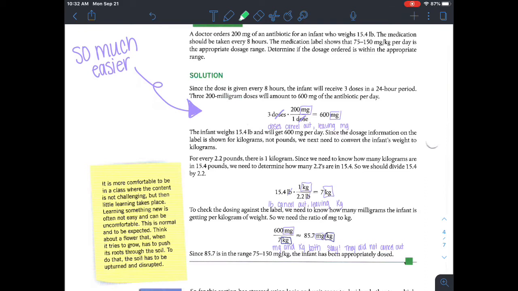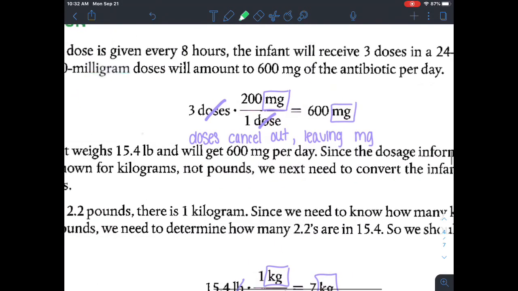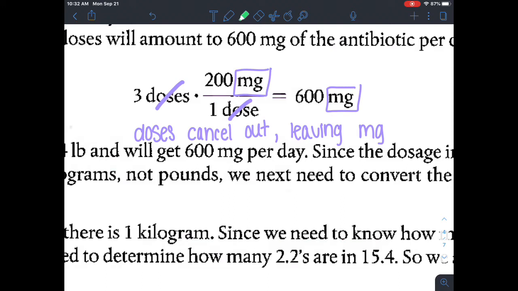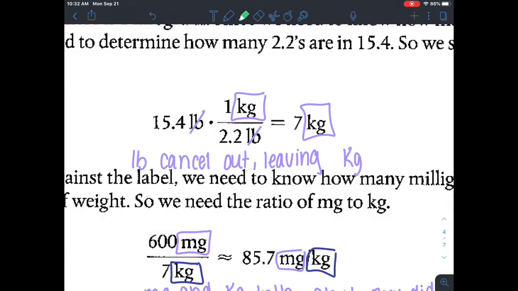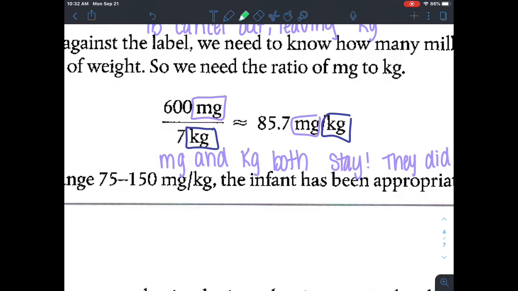You can do either way, it does not matter to me, but you can read through this example here. And a lot of it is being able to cancel out your units, leaving what you want behind. So doses on top divided by doses on the bottom, they're going to cancel out and just leave the milligrams. Same thing, pounds cancel out, leaving kilograms. Nothing cancels out here, so we're going to leave milligrams per kilogram. We're going to leave it as a fraction there.